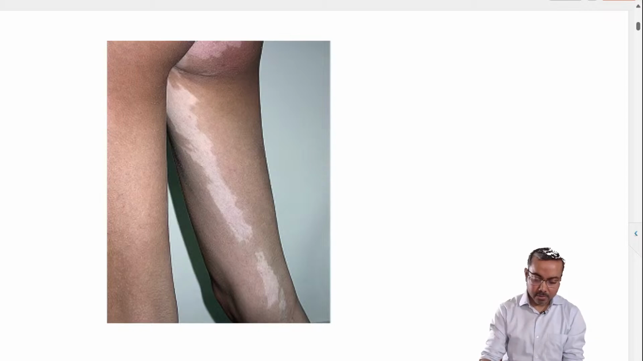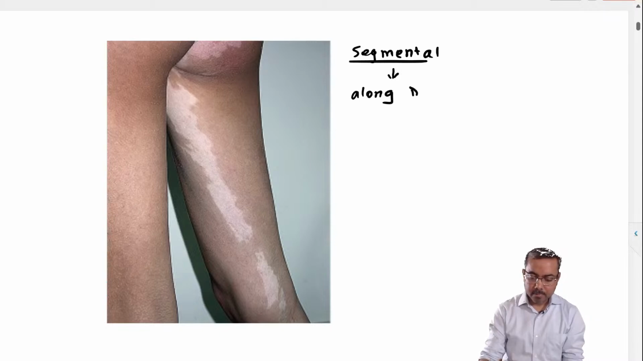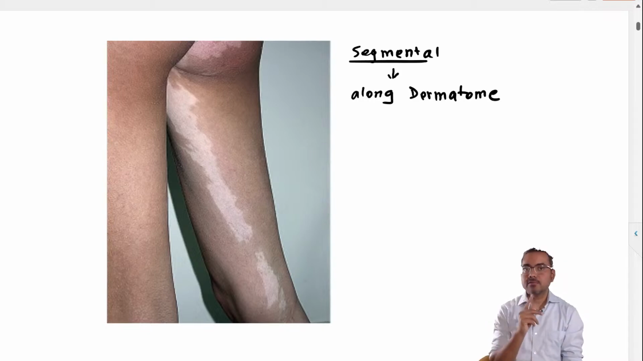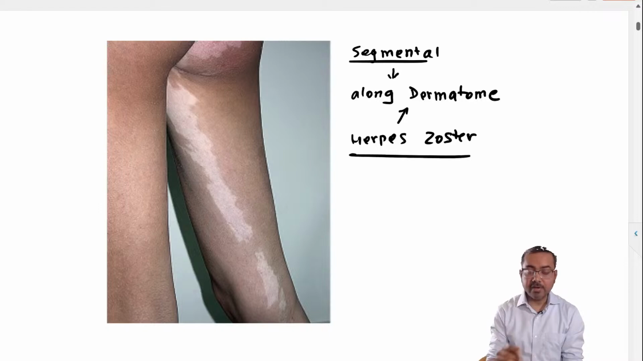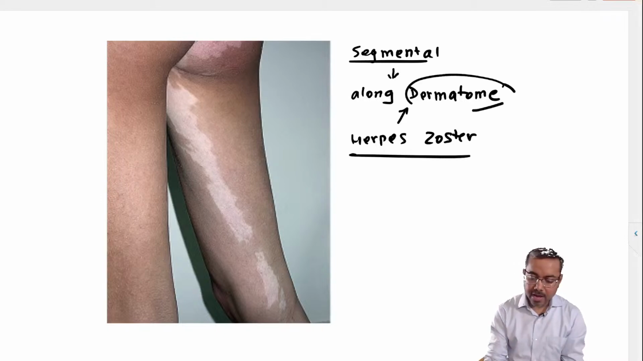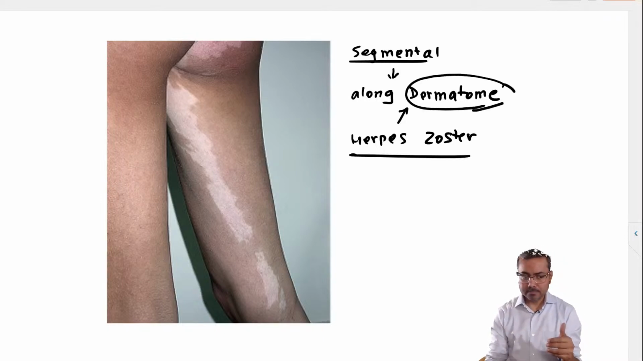Now, what is segmental vitiligo? Remember, and this you can keep on writing with me. Segmental vitiligo is the only vitiligo along dermatome. Write down this. Keep on listening, keep on writing, okay? We also know there's one more disease along dermatome, and that's called herpes zoster. This is going to be a very high-yield topic. I'm going to move laterally and keep on giving you other MCQs which are also connected to that topic. So you will now look at only two diseases coming along the dermatome. One is segmental vitiligo, one is herpes zoster.